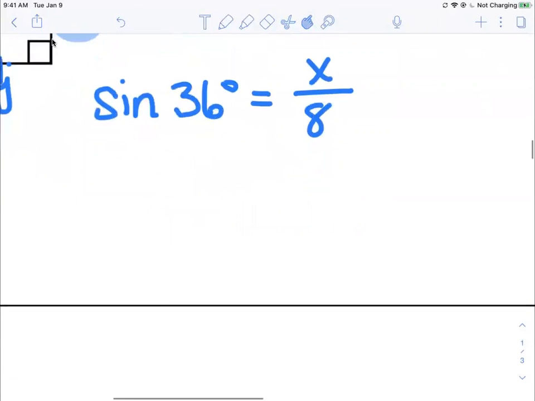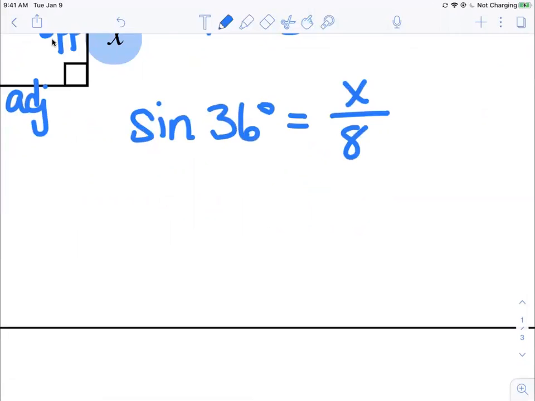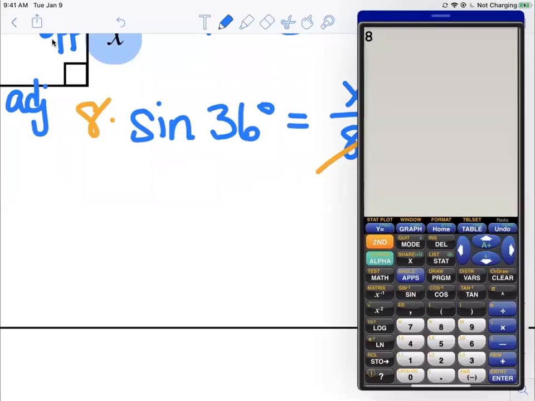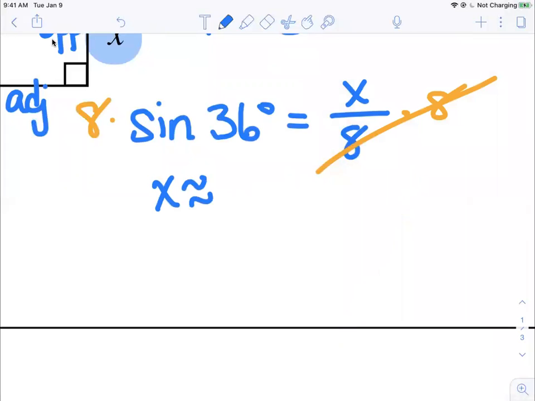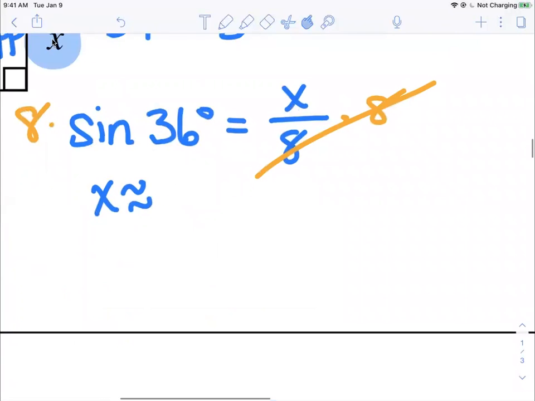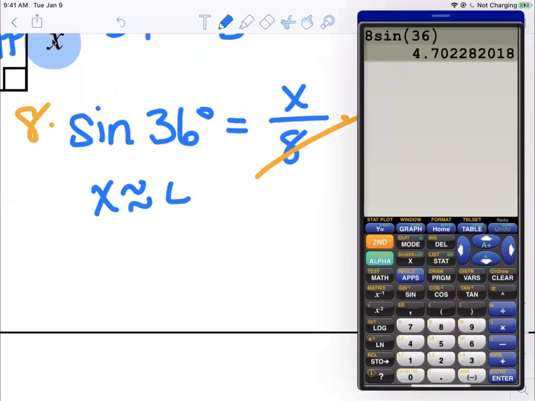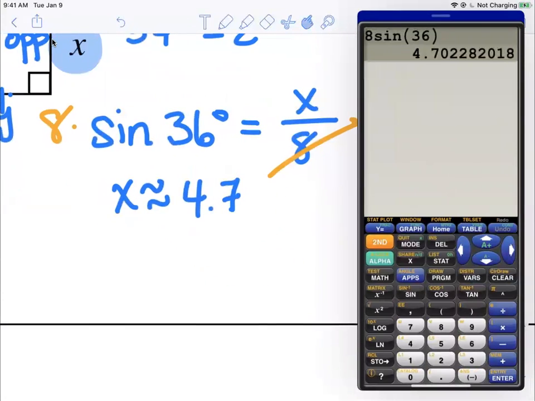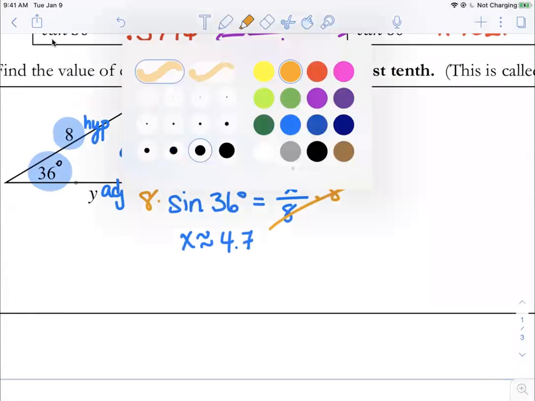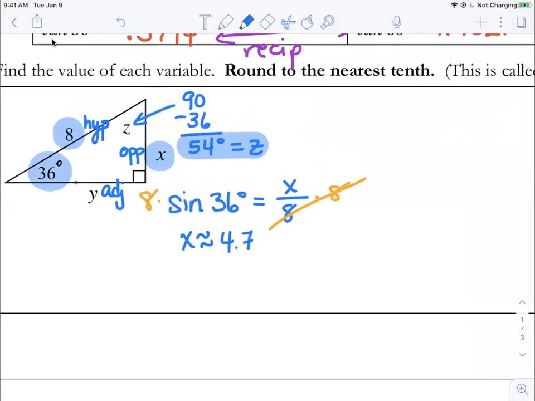Okay, now this is just an algebra problem. Sine of 36 is a number, so to get X alone, we're just going to multiply both sides by 8 to get rid of that 8 on the right side. That's what we're typing in the calculator: 8 sine 36. Make sure you type that in your calculator so that you know the value you're getting is correct. Rounded to the nearest tenth, that's about 4.7. That was a length, and I did not tell you if it was meters or feet, so it's just 4.7. So we've got Z is 54, and X is 4.7.